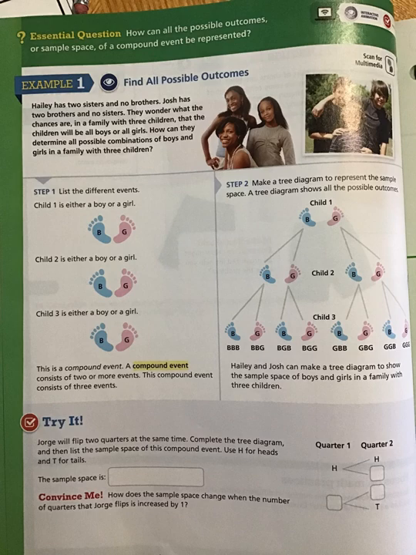Example 1. Find all possible outcomes. Haley has 2 sisters and no brothers. Josh has 2 brothers and no sisters. So Haley here is in a family of 3 girls, and Josh is in a family of 3 boys. They wonder what the chances are in a family with 3 children that the children will be all boys or all girls. How can they determine all possible combinations of boys and girls?